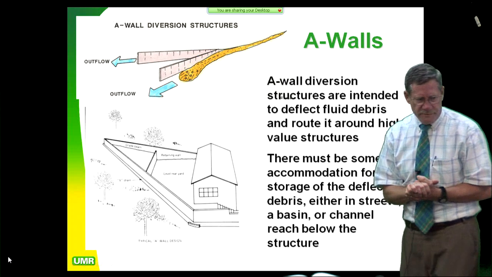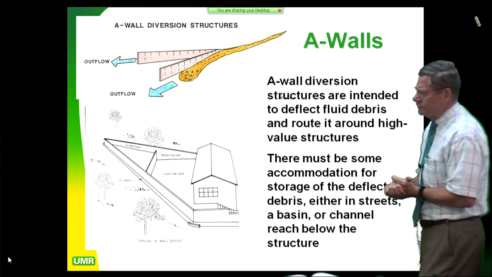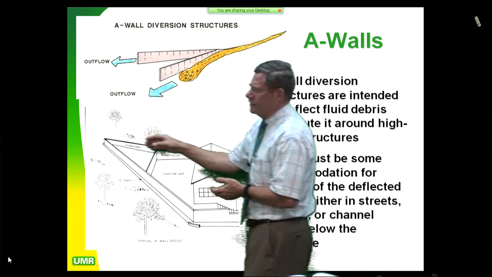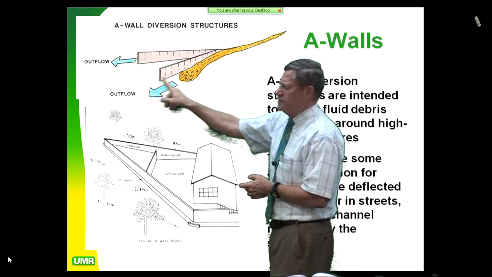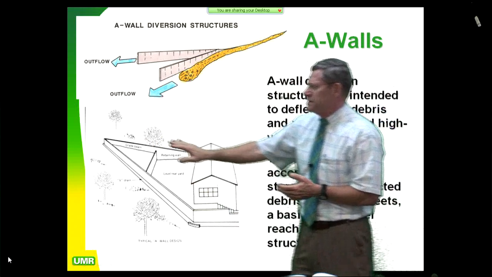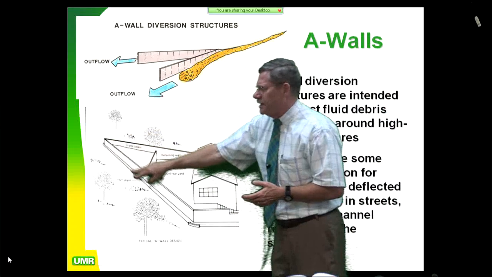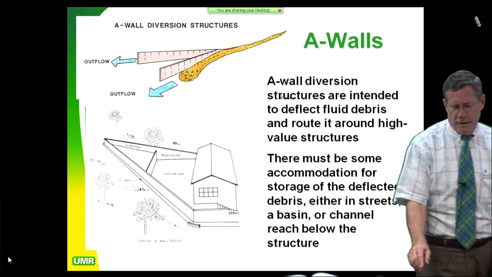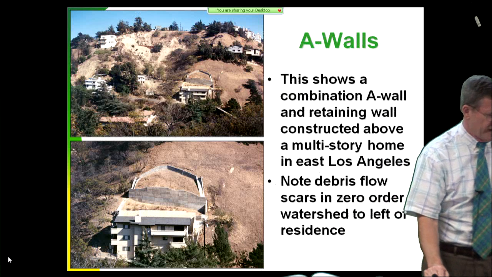AWOLs. AWOLs are a solution that people came up with in Los Angeles for diverting the debris flows around the houses in Woodland Hills. That picture I showed you before. This is fine as long as you have some storage place for the material to go to down below. No problem. There's what AWOLs look like.